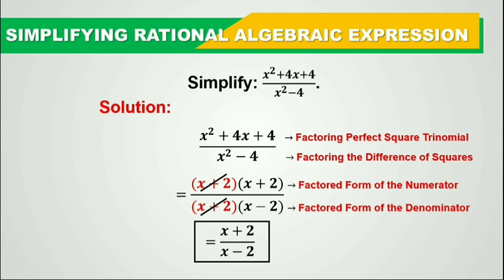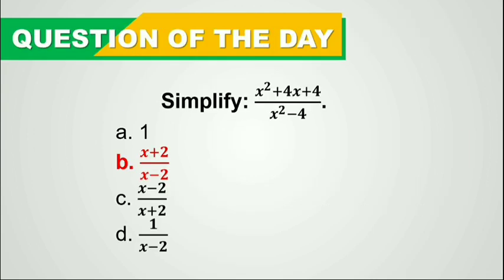So, ganyan lang kadali as to how you simplify rational algebraic expression. So, the correct answer for our question of the day is letter B, x plus 2 all over x minus 2, alright? Now, let's have one more example for you to understand this concept better.